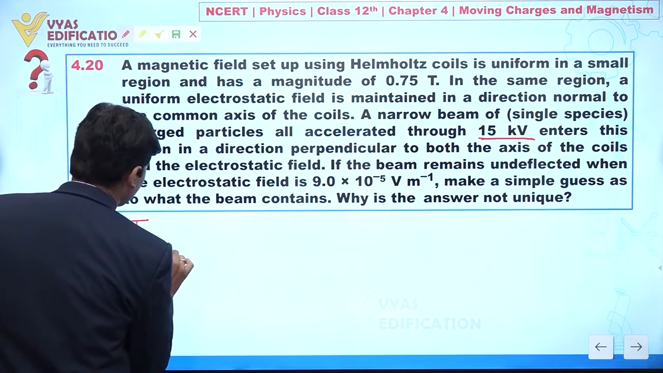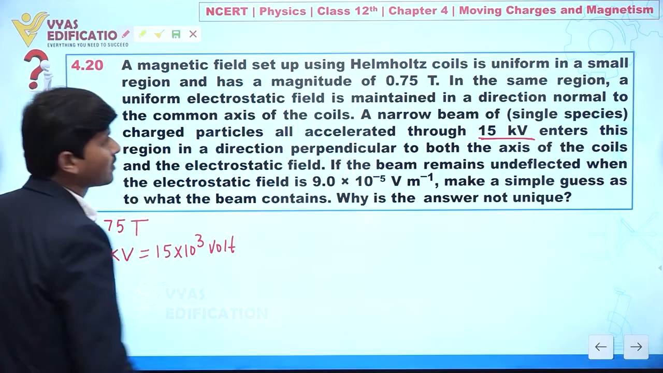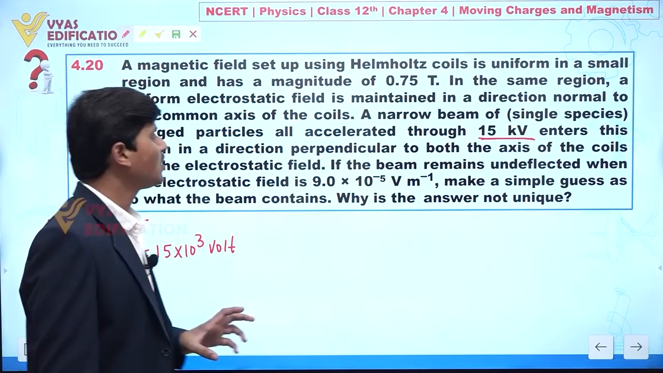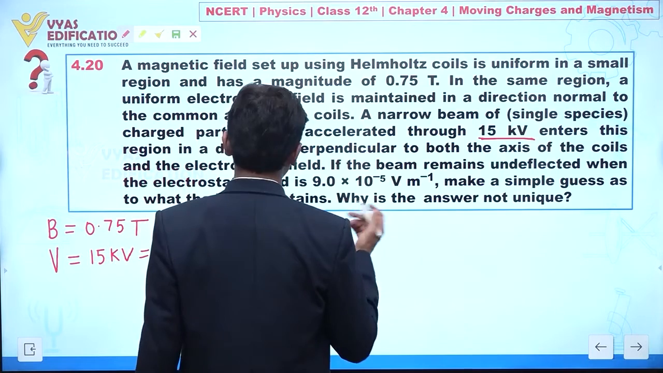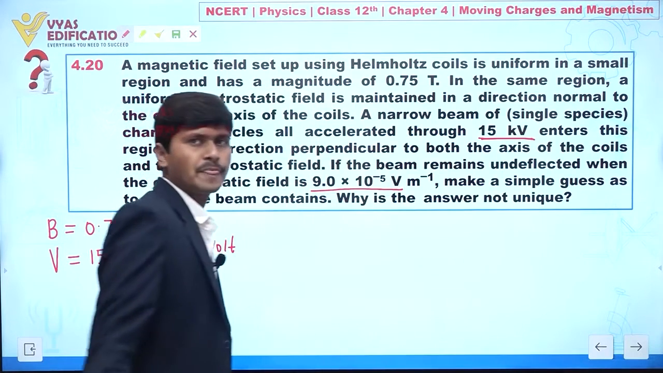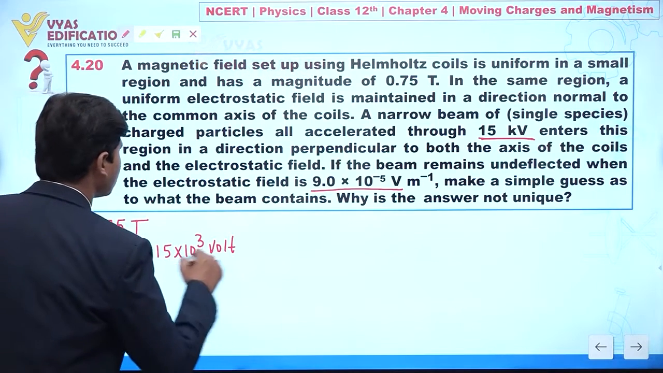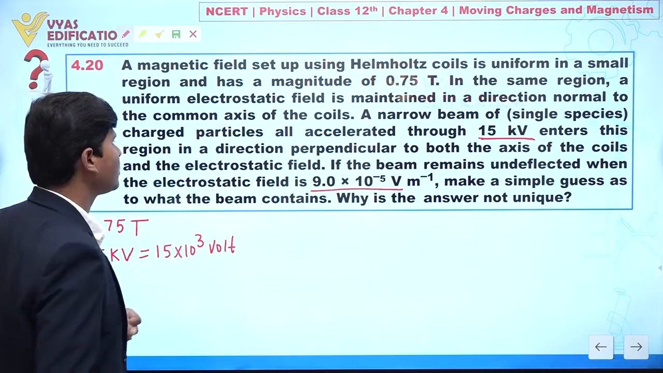So this is equal to 15 into 10 to the power 3, and this one is volt. Clear? It enters this region in a direction perpendicular to both the axes. If the beam remains undeflected when the electrostatic field is this one. Clear? So the electrostatic field is also given to you.